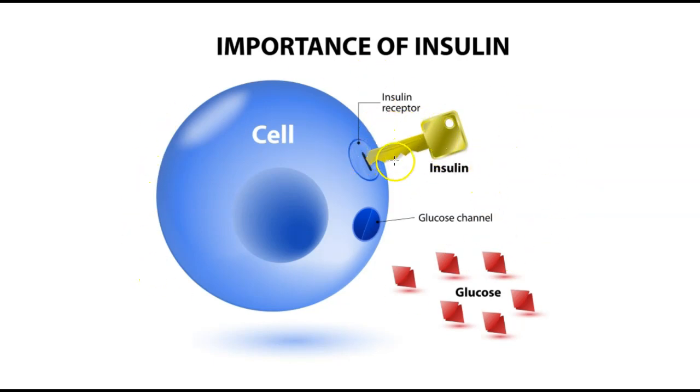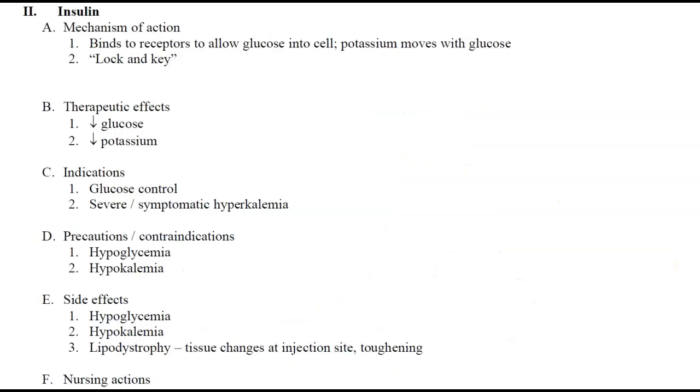So this is your insulin, this is your receptor site, and insulin binds so that glucose can enter, and when glucose enters, potassium follows. Therapeutic effects include decrease in glucose, decrease in potassium.